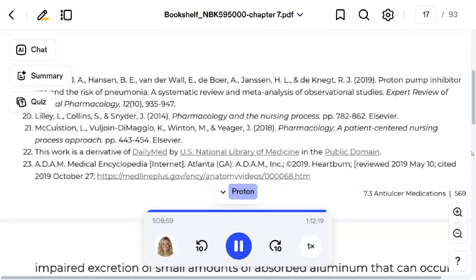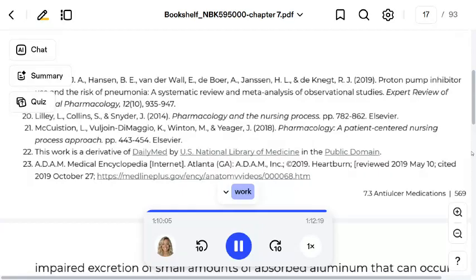1. Proton pump inhibitors are a class of drugs that reduce the production of stomach acid. They work by blocking the proton pump in the parietal cells of the stomach that produces acid. Examples of PPIs include omeprazole, esomeprazole, lansoprazole, pantoprazole, and rabeprazole.